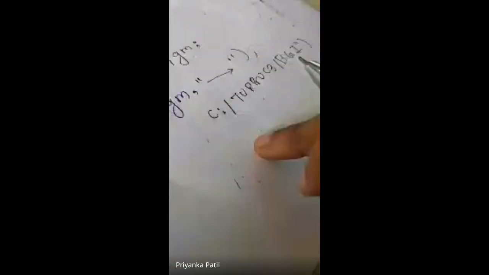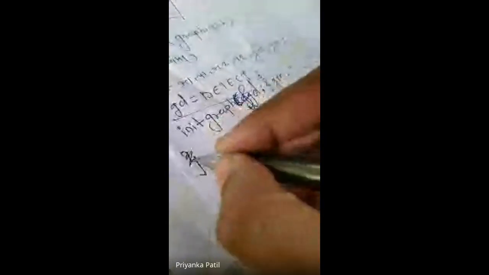Here we give the path of the graphics. Whenever we install Turbo C, there is a particular storage path. For example, C slash, if you use Turbo C, then TURBOC3 slash BGI. We give the folder where we have to build the graphics program, that path, then a semicolon.